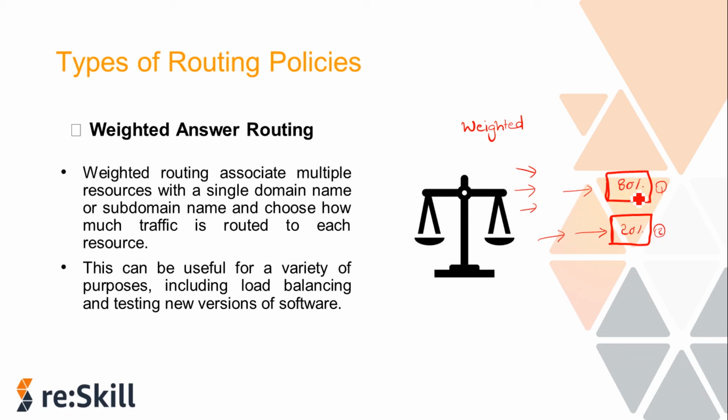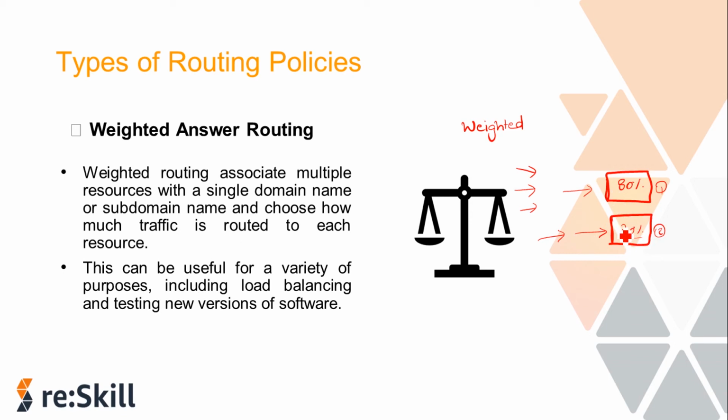This can be useful for a variety of purposes, including load balancing. When the normal load balancer does not give you the option for that, you can go for this one. Also for testing a new version of the software: on the production server you obviously do not want to perform the test. You can perform the testing by routing just 20% of the traffic to another testing server, and if it works fine, you can shift all the traffic to the second server.